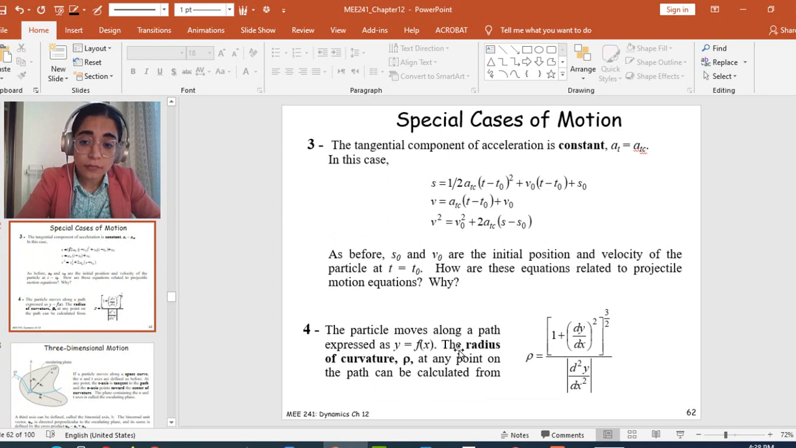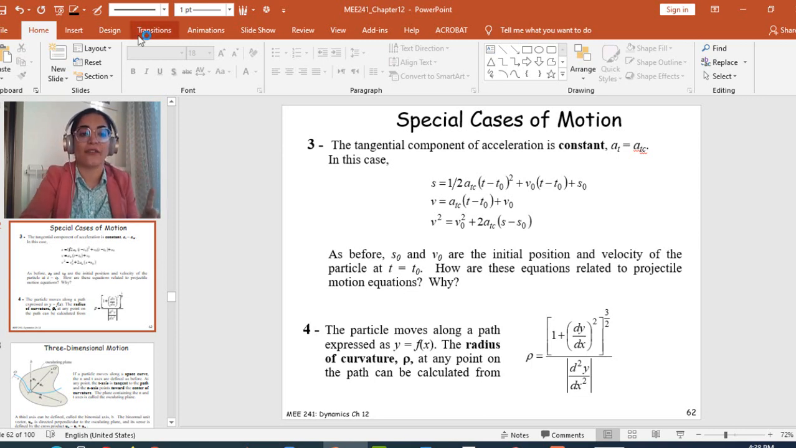Alright? Now, if at is constant, I can apply the equations of uniformly accelerated motion in tangential direction. So in this case, s will be equal to half at squared plus v0t plus s0. V will be equal to at t plus v0, and v squared is equal to v0 squared plus 2at (s minus s0).